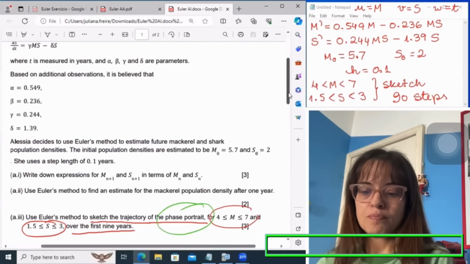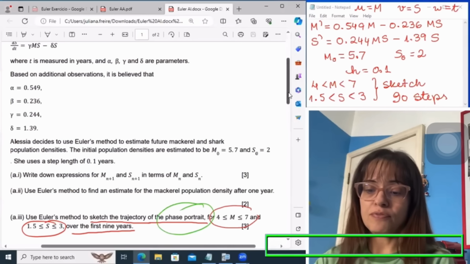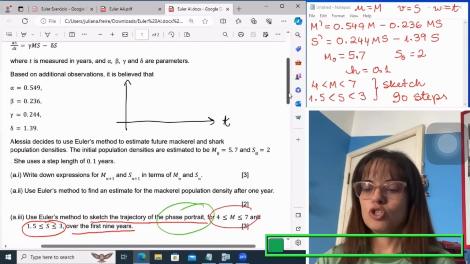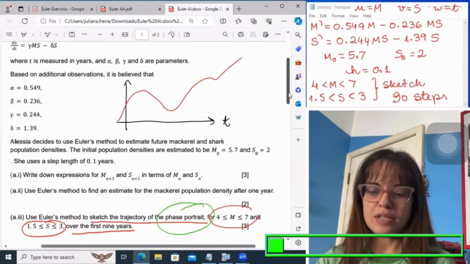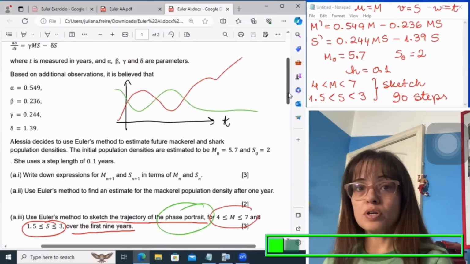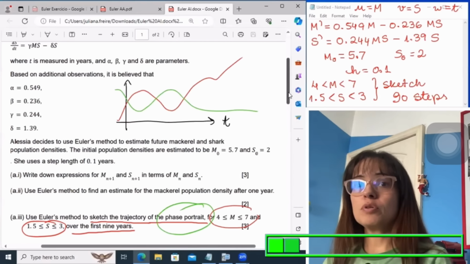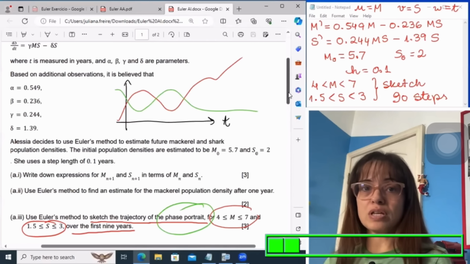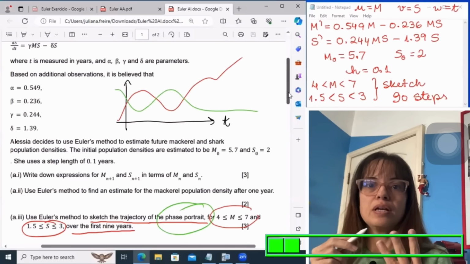Here is the thing. M and S are functions of time. I'm just drawing a random thing, okay? This is M and this is S. But this is not what he wants us to draw. Remember, we have 3 variables here the whole time. They are time, M, and S.